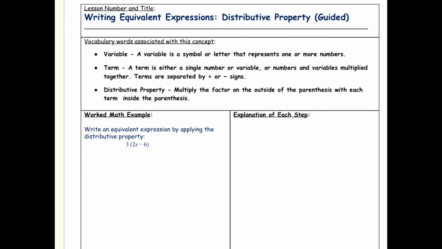Now we're going to be writing equivalent expressions, but using the distributive property. The words associated with this concept are variable. A variable is a symbol or a letter that represents one or more numbers. A term is either a single number or variable, or numbers and variables multiplied together. Terms are separated by addition or subtraction sign. Distributive property is when you multiply the factor on the outside of the parentheses with each term inside the parentheses.